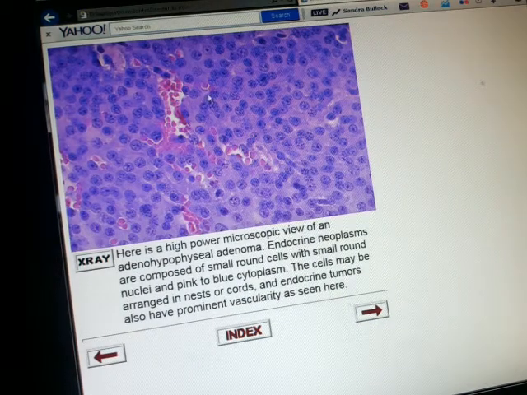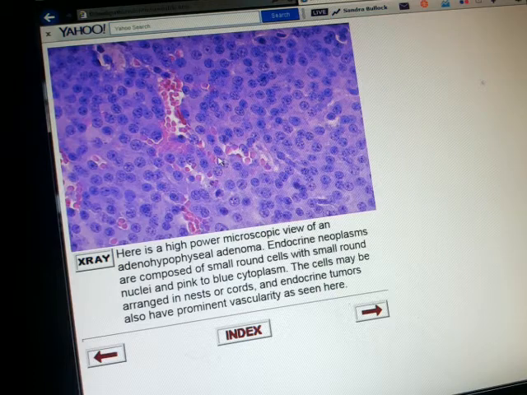On high power view, the adenohypophysis adenoma or pituitary adenoma is composed of small round cells with small rounded nuclei and pink cytoplasm. These cells may be arranged in nests, like in this area, and may form cords, like in this area. It also has prominent vascularity, as all endocrine tumors.